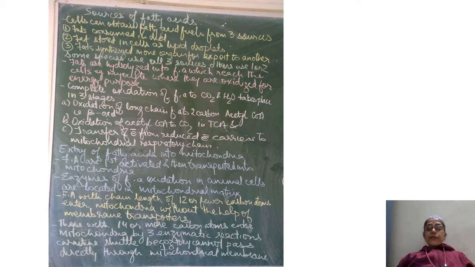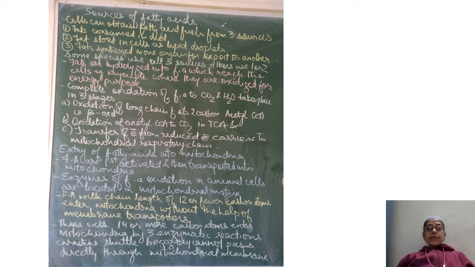First, we'll study entry of fatty acids into mitochondria. Enzymes of fatty acid oxidation in animal cells are located in mitochondrial matrix. Fatty acids with chain length of 12 carbon atoms or less enter mitochondria without the help of transporter, but fatty acids having 14 or more carbon atoms are transported into mitochondria by help of a transporter, and this utilizes three enzymatic reactions, and these reactions together form the carnitine shuttle.